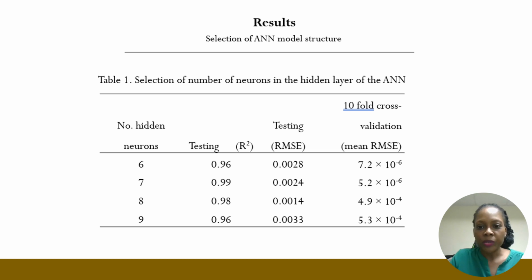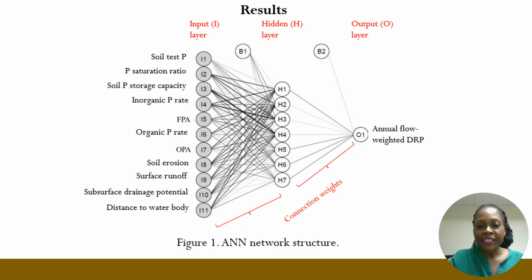This table shows how we used the 10-fold cross-validation technique to select the final trained ANN, whose structure has been depicted in the next slide. This network structure shows us how the ANN was able to make out the connections between the different site characteristics and the final P loss from each field.